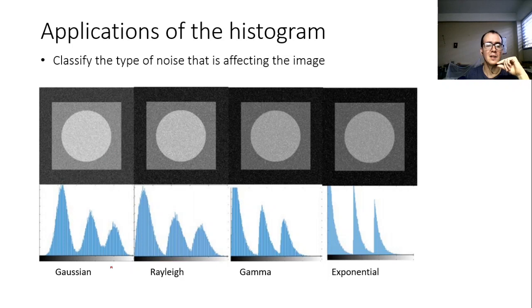In this first example, we can see a Gaussian noise, then a Rayleigh noise, a gamma noise, and this final one, an exponential noise. So this is another example of application of histograms, and we can see it better in the next videos, because if we know what type of noise is in an image, then we can know how to filter this noise using a specific method for this kind of application.